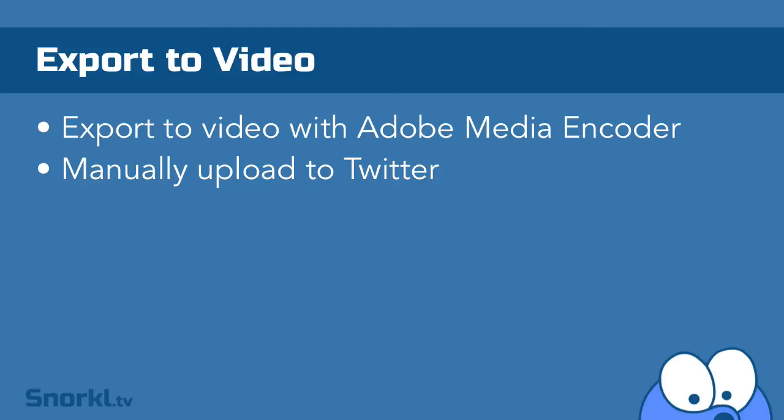Welcome back. You got your chips and cheese disappearing, and I know you're excited. You want to show your friends, your family, but you don't know what to do. Well, guess what? I'm going to show you in this exercise how to export your animation to video. We're going to use Adobe Media Encoder to compress your video, and then I'm going to show you how to upload it to Twitter. Within just a few minutes, you'll be sharing your animations with the world.